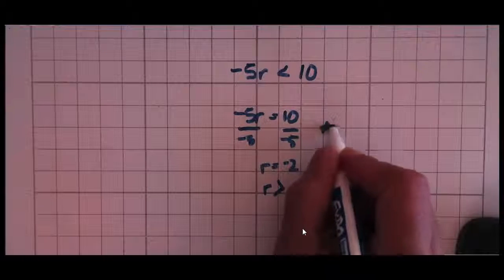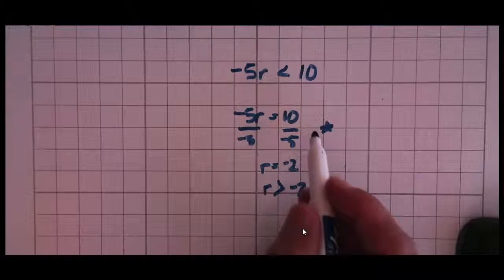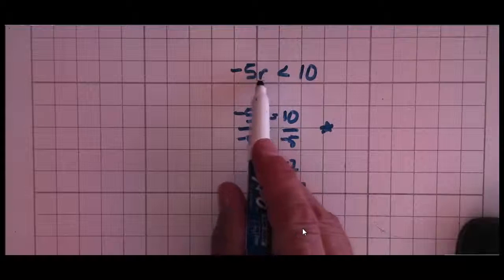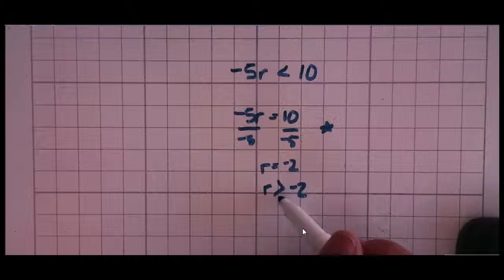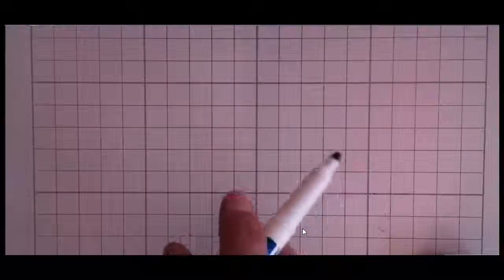A lot of times when I multiply or divide by a negative number, I put a little star or dot next to it to remind myself that I've done that. So as you can see, since the smaller part is towards the r, that means less than. Negative 5r is less than 10, but when I solve it, it's r is greater than negative 2 because I divided by a negative number. Let's try 3 more problems.